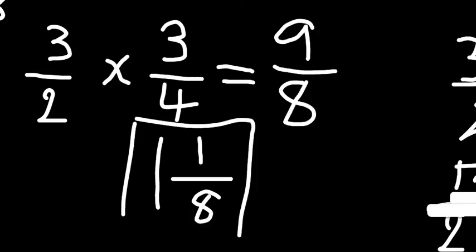Okay? So basically division is multiplying by the reciprocal of the second number. So change the division to multiplication and then switch the second number around. So top becomes bottom and bottom becomes top. Okay? And that's what division is all about.